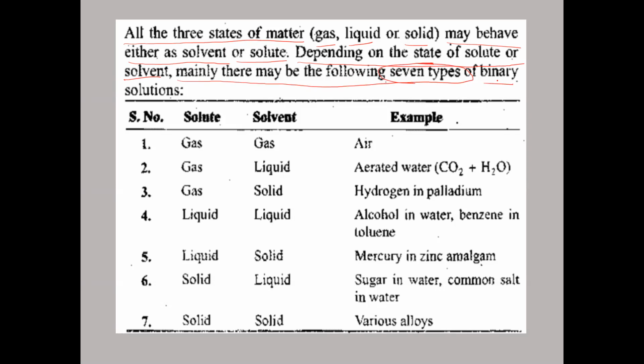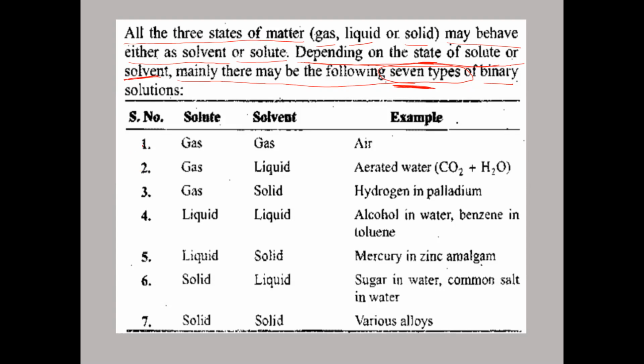So generally the lesson name, solutions, means what? Here binary solutions only. We study binary solutions only. We don't study the properties of ternary solutions and quaternary solutions. We study binary solutions, which contain one solute and one solvent. So how many types of binary solutions? 7 types. Based on what? Depending on the physical state of solute and physical state of solvent.